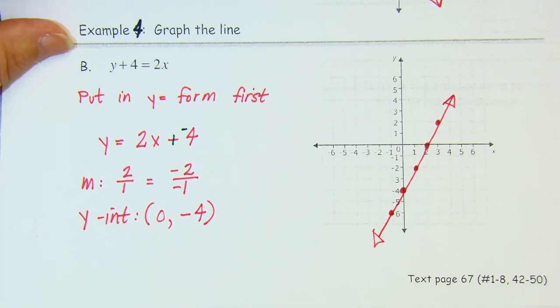Graphing a linear equation: put it in slope-intercept form first, identify your slope and your y-intercept, plot your points, and draw your line.